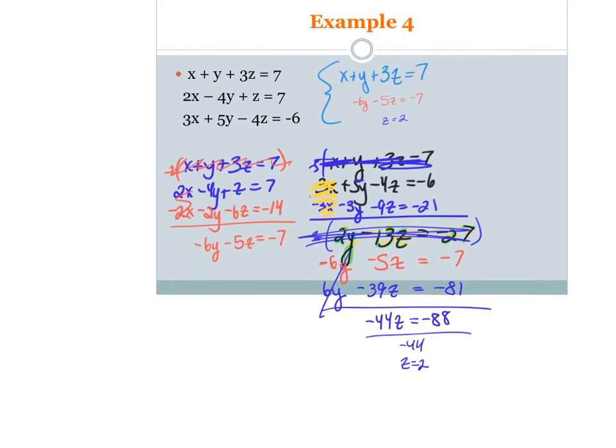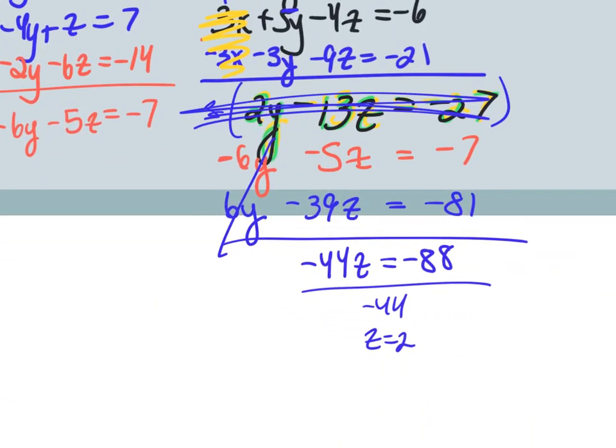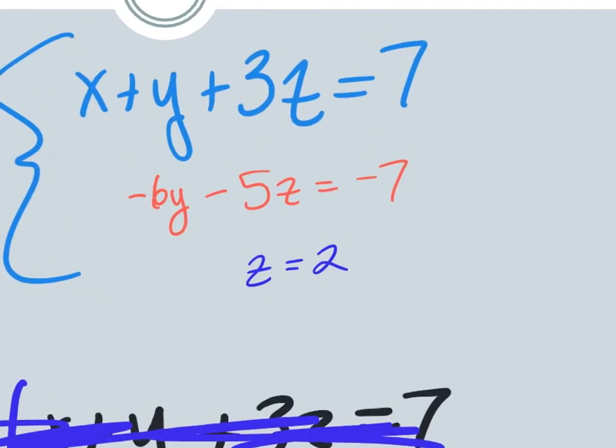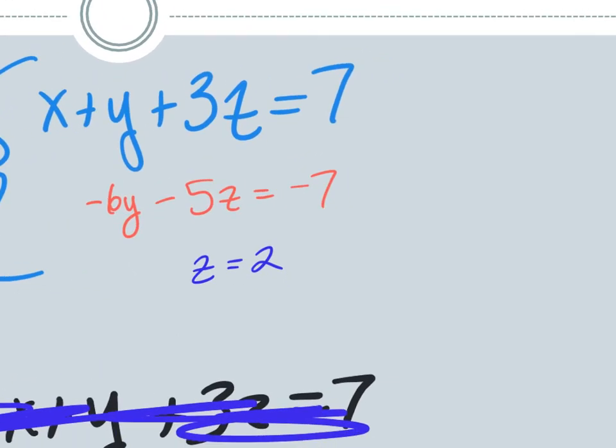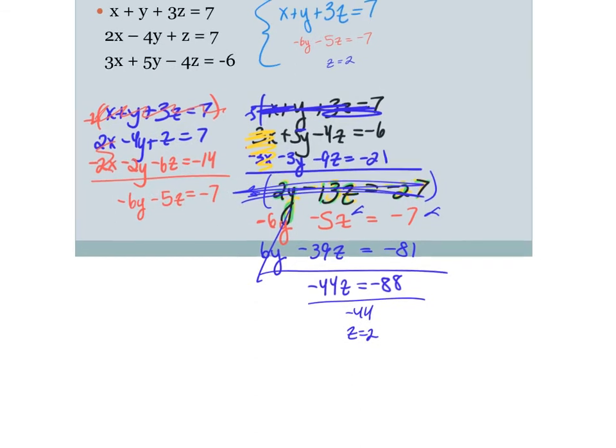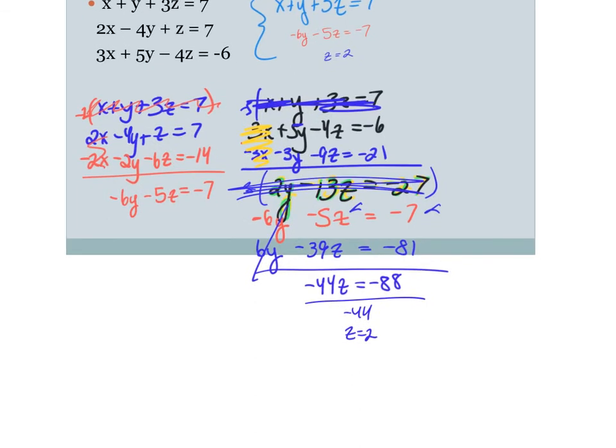Question. Which part? Negative 5 and negative 39. I combined these, I added this, and then I just divided both sides by negative 44. Negative 88 divided by negative 44 is 2. So now that I have my row echelon, I just go back and substitute in. After you got 2y minus 13z, you combine that with the other top equation, with this one right here, and then you just solve to get this.